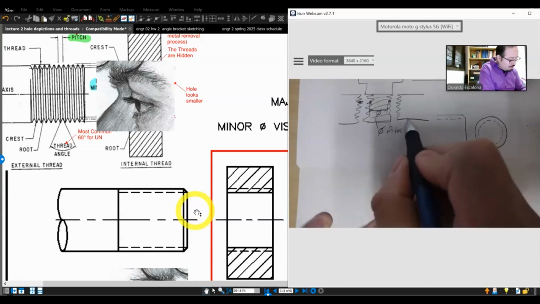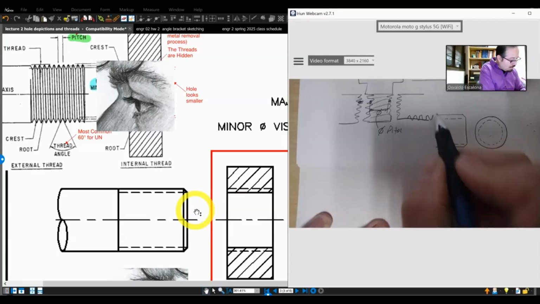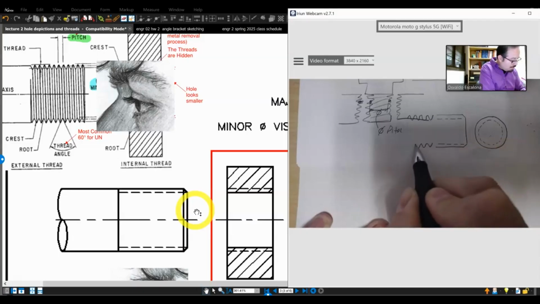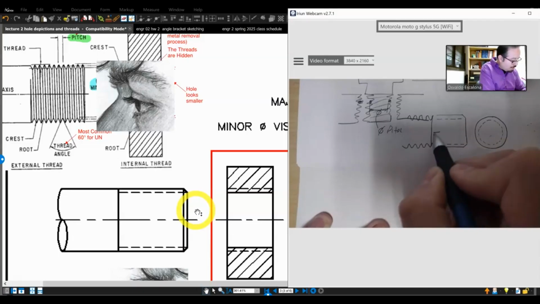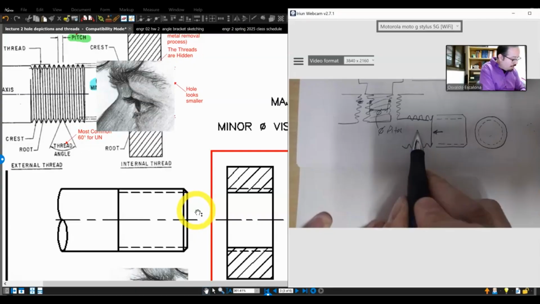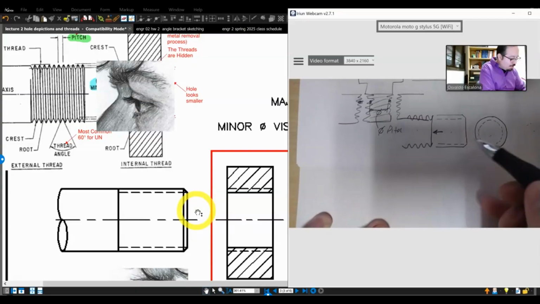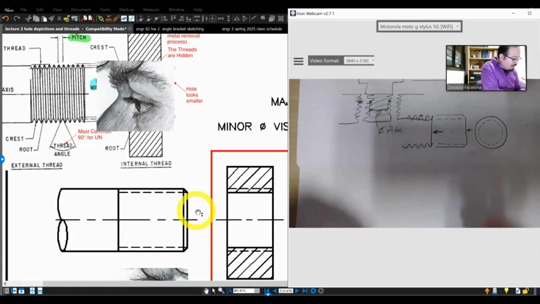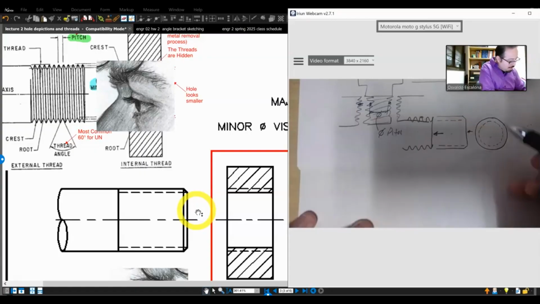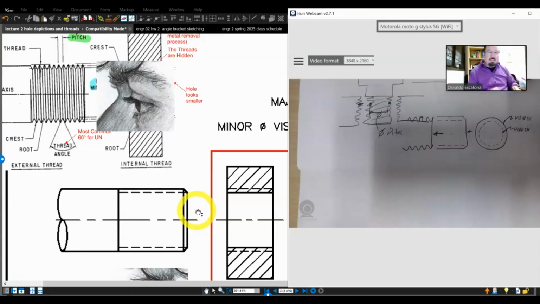Because remember, you have this behavior, right? I'm looking at the bolt in that direction. I don't draw it like this, I draw it like this. When I'm looking at this direction of the bolt, I see only the outside visible. So your major diameter will be visible while your minor will be hidden, right? I hope you guys see it.